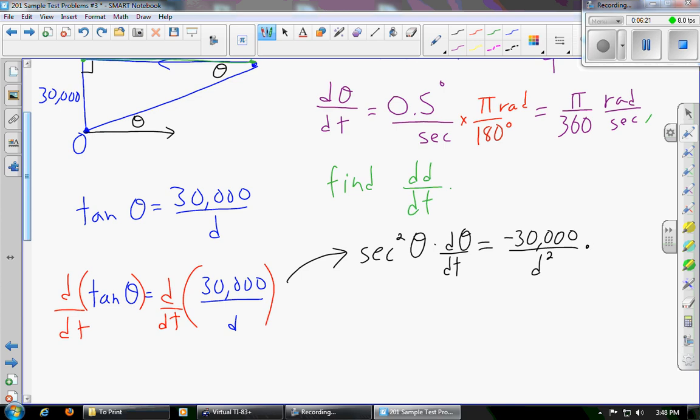But that's not done because d is not the independent variable. So we need to multiply again. The chain rule says multiply by the derivative of the stuff. The stuff in this case is the letter d.